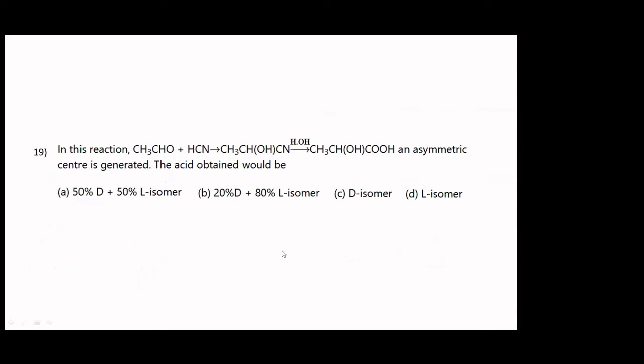In this reaction, CH3CHO plus HCN giving CH3CHOHCN. It is a simple reaction between acetaldehyde and HCN. So you are going to get this product. It becomes OH. You have got a CN here and then H, which on further hydrolysis would give an acid. COH, H, and this becomes COOH. Initially, you have got a chiral carbon here.